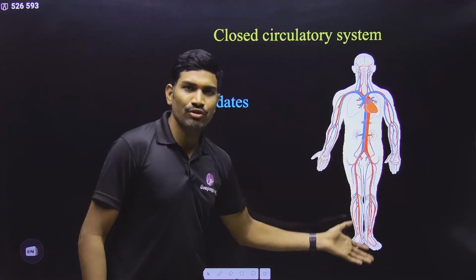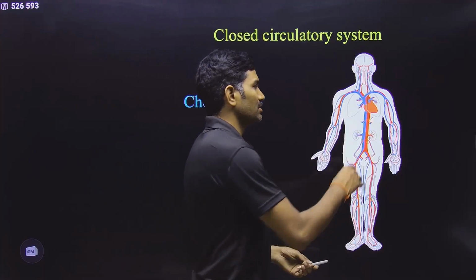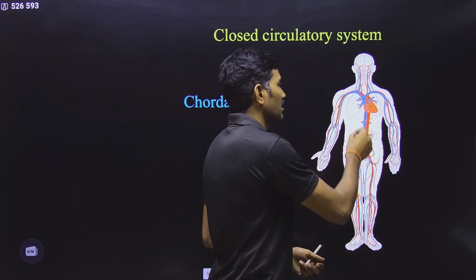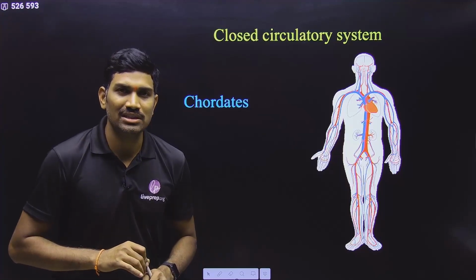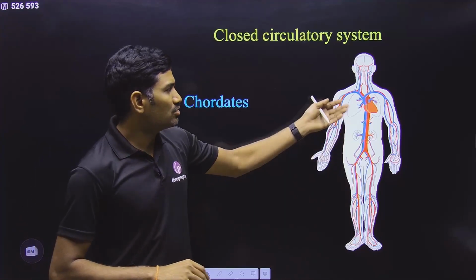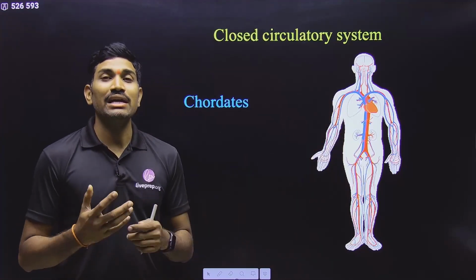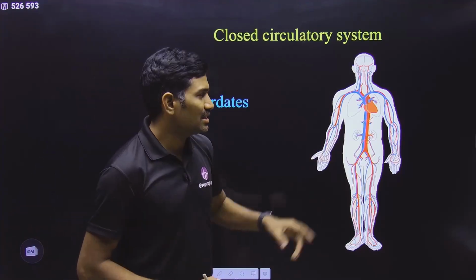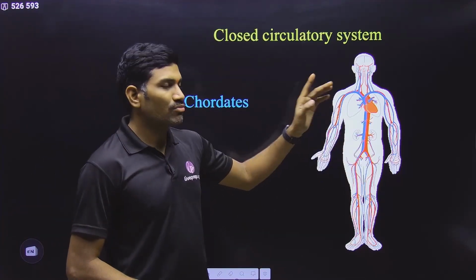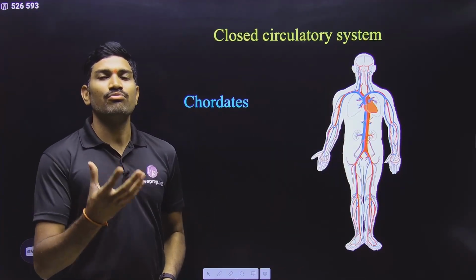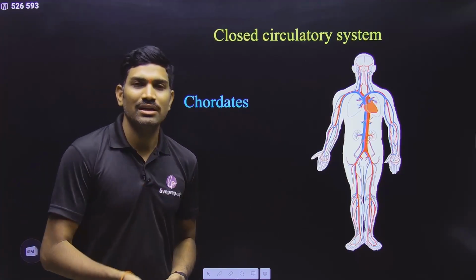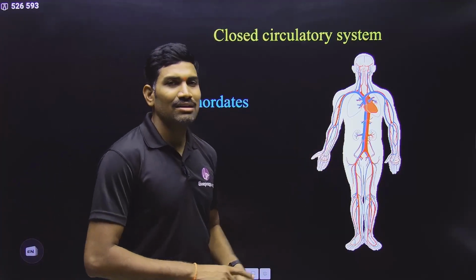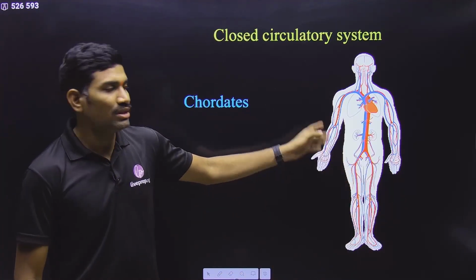And even in the case of human, it is a closed circulatory system. Yes or no? Here blood is always passing through tube-like structures. But what is the advantage of this closed circulatory system? Why do higher organisms have this closed circulatory system? Because in a closed circulatory system, enough pressure can be maintained so that the proper supply of blood to all these organs can be done. So that is the advantage.